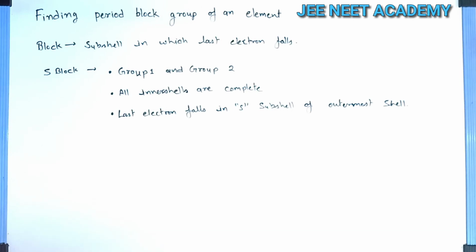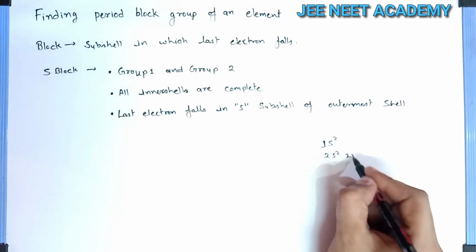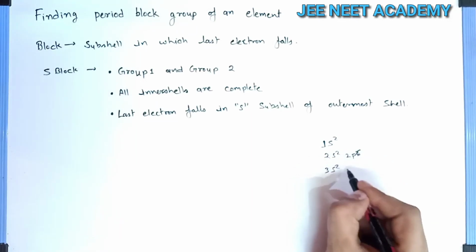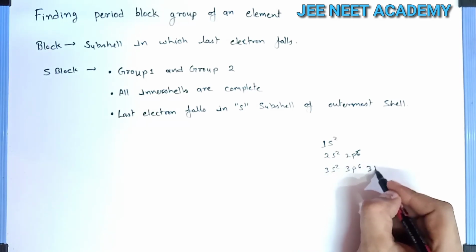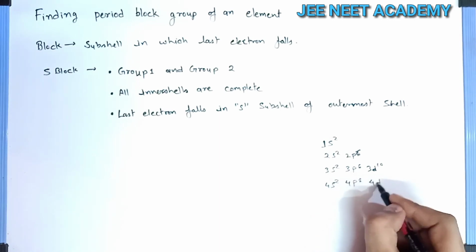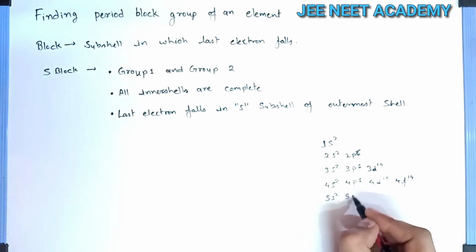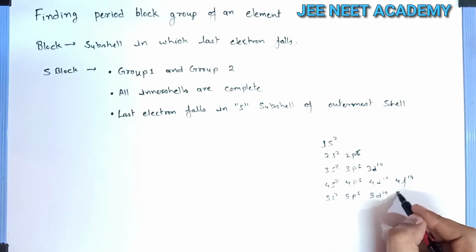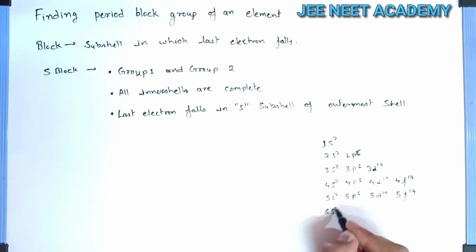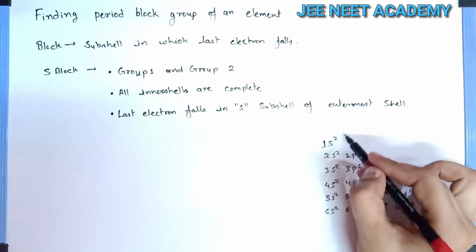You know how to fill the electrons for an element. You will study this in other chapters also, in atomic structure, but I'll explain it briefly. 1s2, 2s2, 2p6, 3s2, 3p6, 3d10, 4s2, 4p6, 4d10, 4f14, 5s2, 5p6, 5d10, 5f14, 6s2, 6p6, 6d10 and 6f14. So this is how you have to fill the electrons.